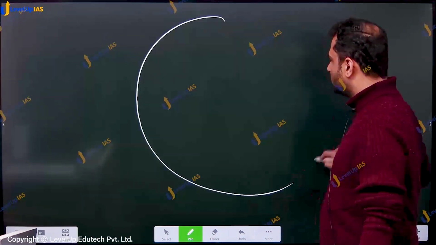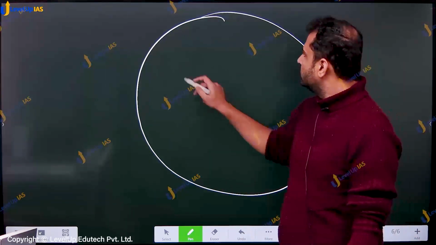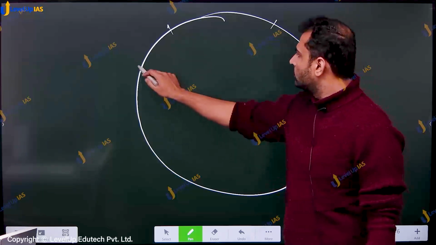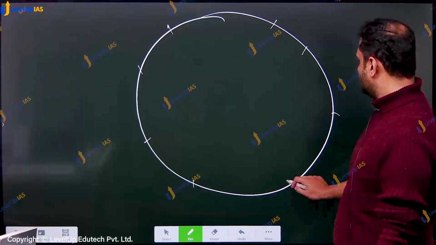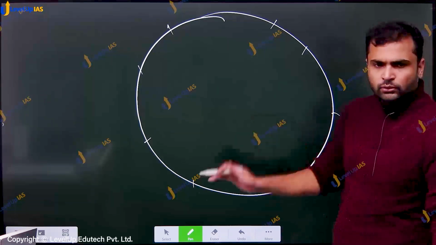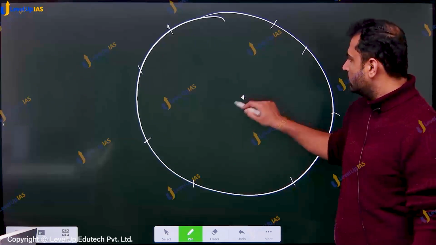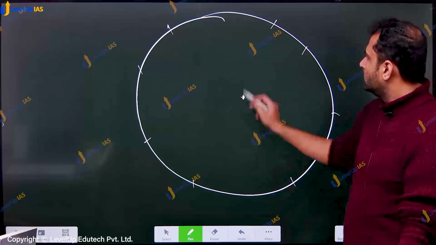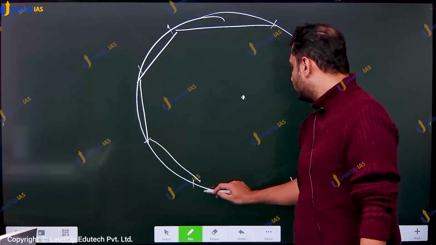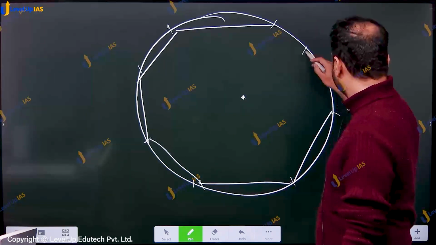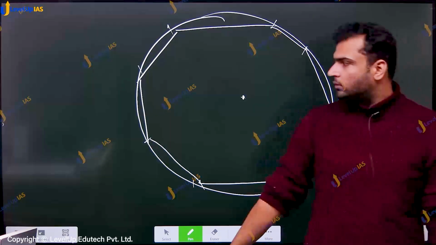We are given 8 equidistant points on a circle. Let us take them. 1, 2, 3, 4, 5. हो गए यार? I think हो गए. Let us say these are 8 equidistant points on a circle. This is our center. Let us draw our regular octagon. Please assume that this is a regular octagon.